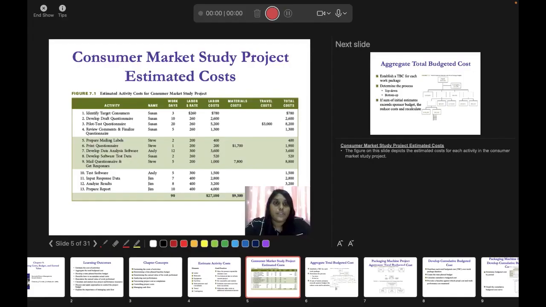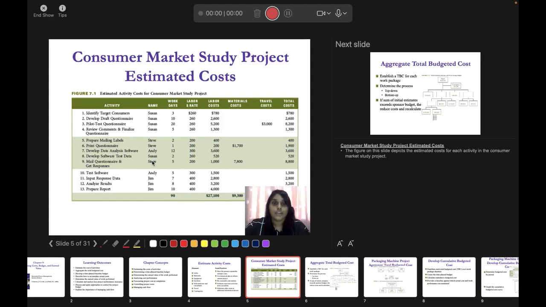Next slide will be on the consumer market study project estimated cost. Okay, this example is something that we have used throughout the chapter. You can go and view the work schedule or the network diagram in your past chapters, and you relate it with this consumer market study project estimated cost. Okay, you have your Susan, your Steve, I hope you remember this network diagram we have seen throughout the classes. All the slides will have this, right? So for you to figure out who is Susan, who is Steve, who is Andy and all that, you go and view your past slides and relate it with the current slide.